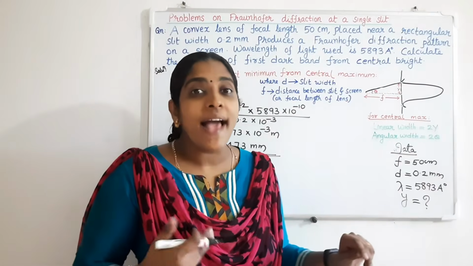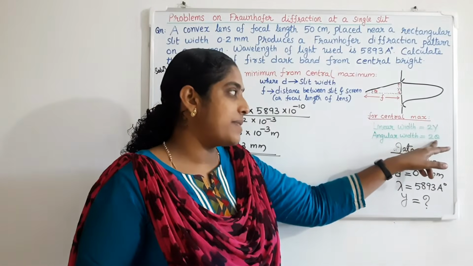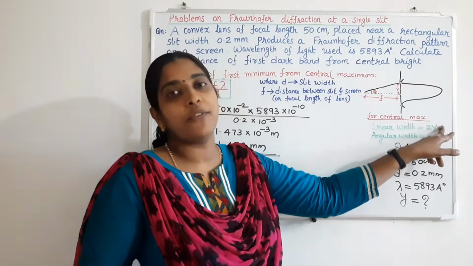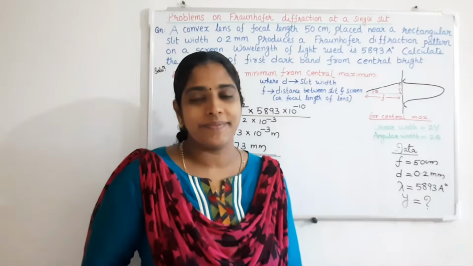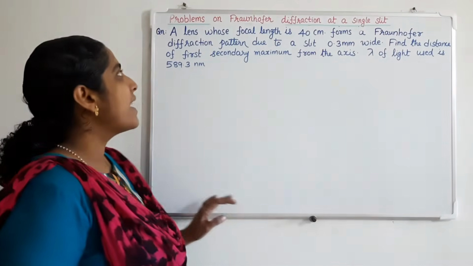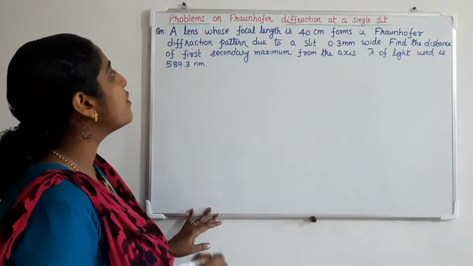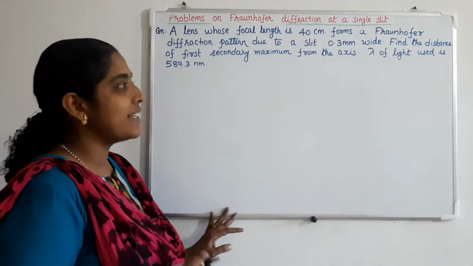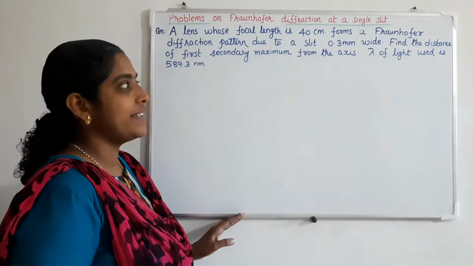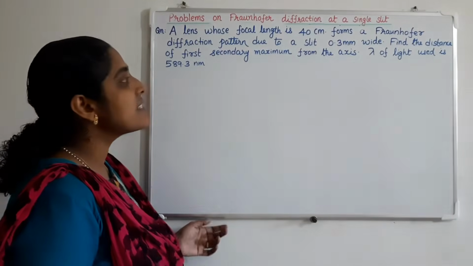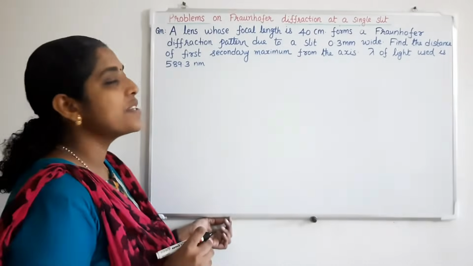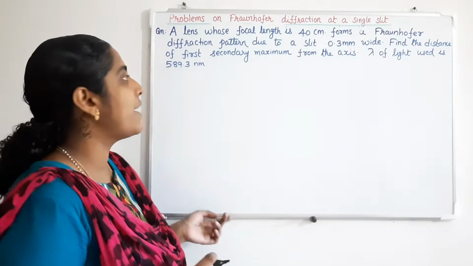So the total angular spread of the central maximum is 2 theta and linear spread of central maximum is 2y. See the next question. A lens whose focal length is 40 centimeter forms a Fraunhofer diffraction pattern due to a slit 0.3 millimeter wide. Find the distance of first secondary maximum from the axis. Lambda of light used is 589.3 nanometer.